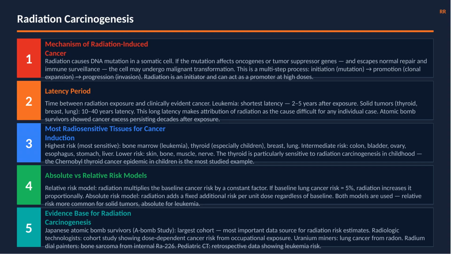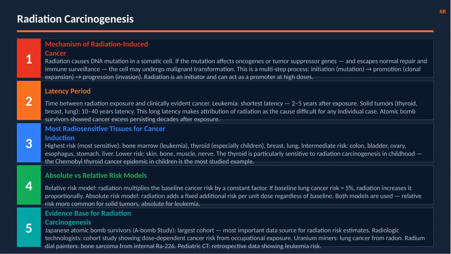Most radiosensitive tissues for cancer induction. Highest risk: bone marrow, leukemia, thyroid, especially in children, breast, and lung. Intermediate: colon, bladder, ovary, stomach. Lower risk: skin, bone, muscle, nerve. The thyroid in children is particularly sensitive.